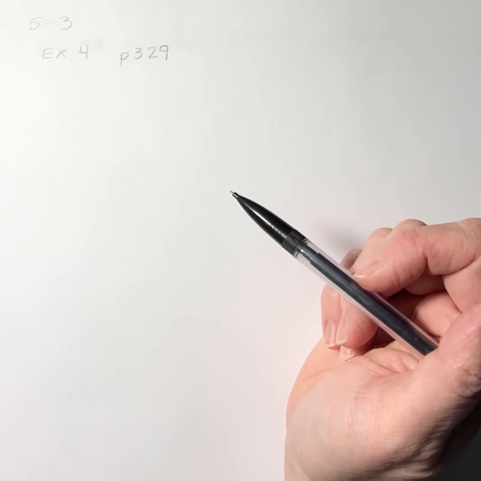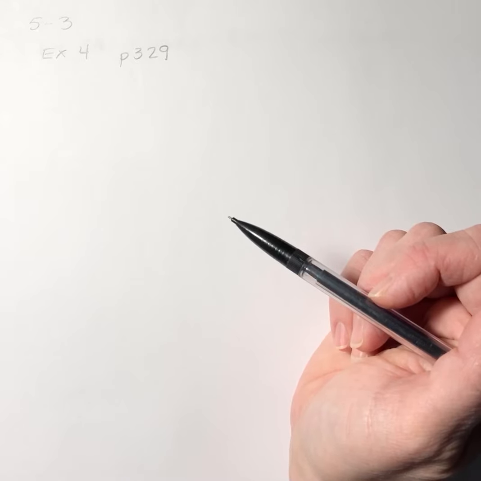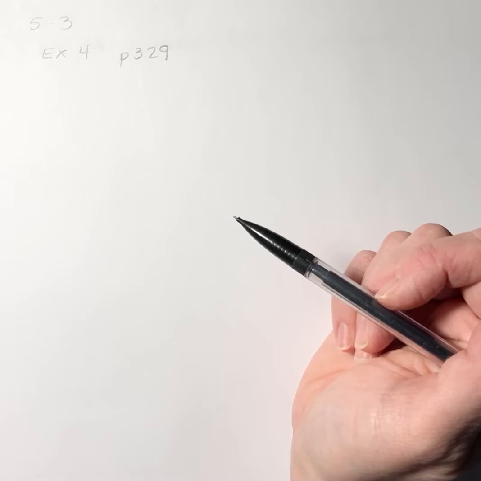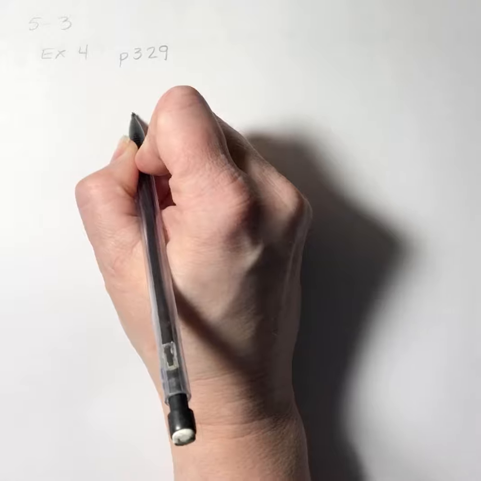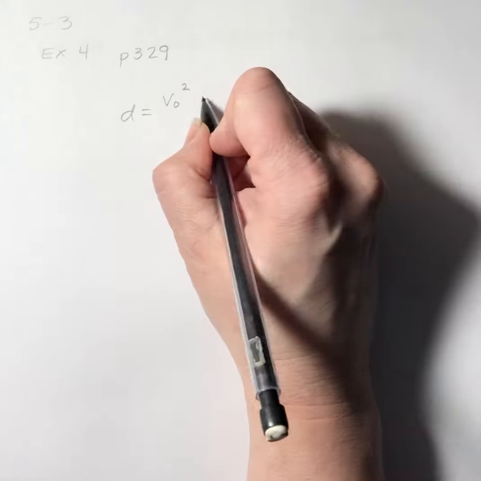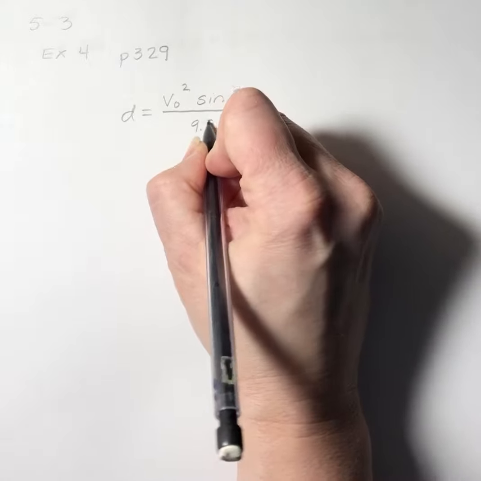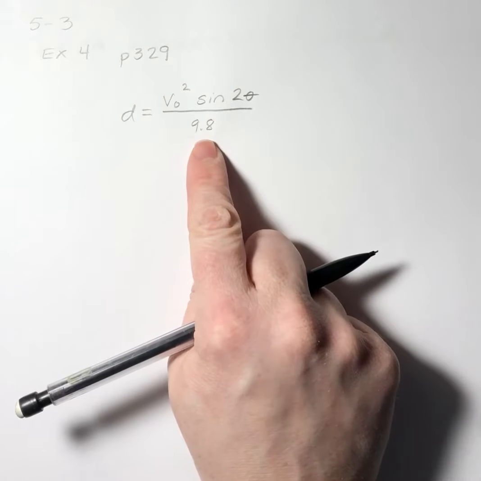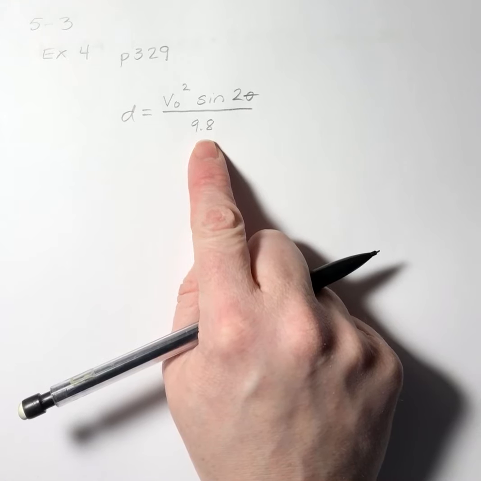A baseball leaves a bat with an initial speed of 30 meters per second and clears a fence 90.5 meters away. The height of the fence is the same as the initial height of the batted ball. If the distance the ball traveled is given by, so this is my distance, v sub 0 squared times the sine of 2 theta over 9.8, where 9.8 is in meters per second squared, find the interval of possible launch angles of the ball.